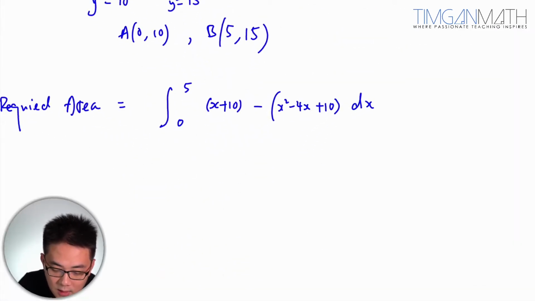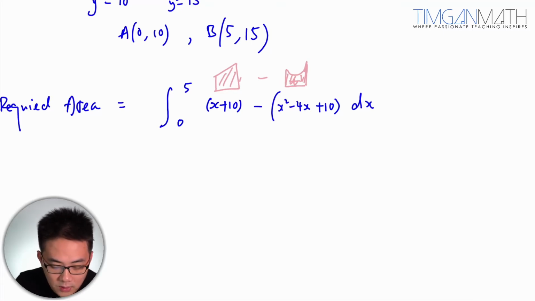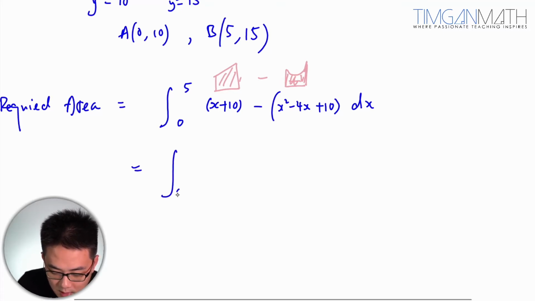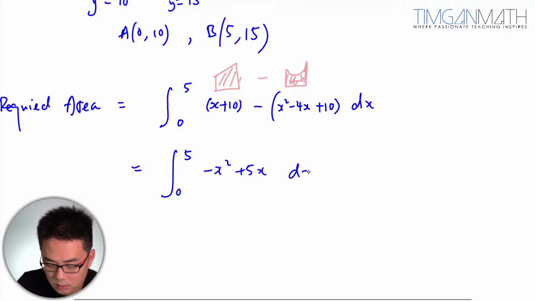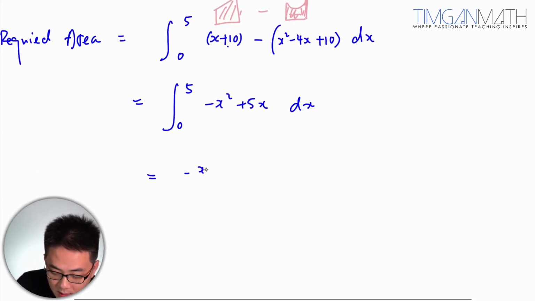Let me just draw the shape out. This would just be the trapezium, and this would just be the area under the curve. So you want to minus off this. Once this is done, we could just do our normal definite integration. So minus x squared plus 5x, minus 10 plus 10 will be 0. So what is left is these two terms. What we get is minus x cubed over 3 plus 5 over 2 x squared, in brackets.